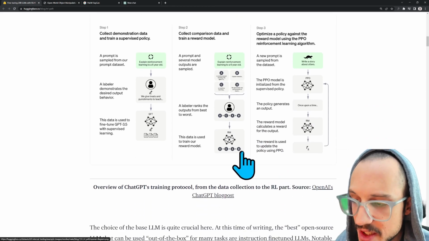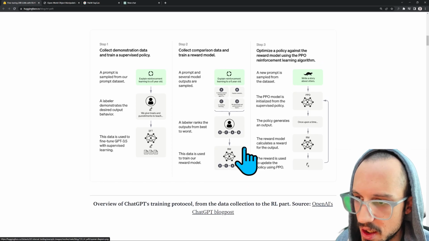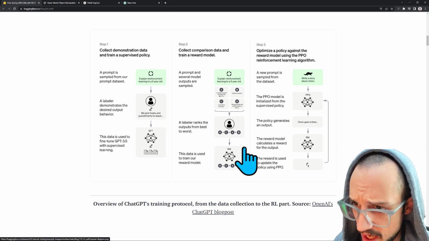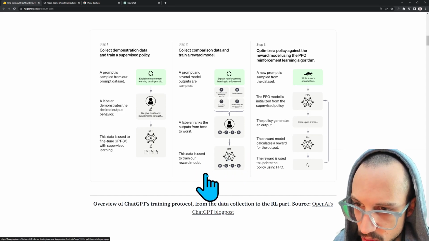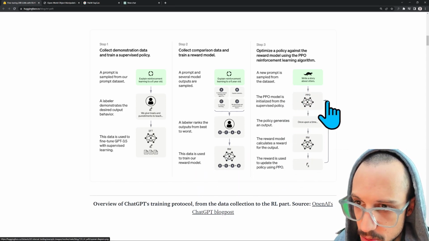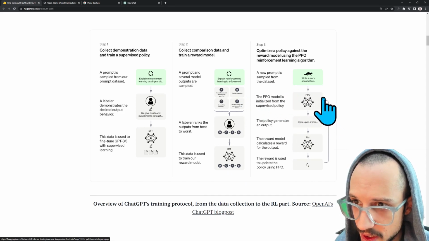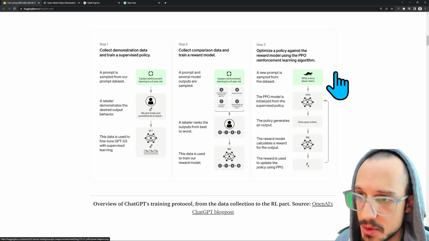So there's 3 different function approximators, 3 different AIs in this. You have the reward model, you have the supervised policy, which is probably also a deep learning model, and then you have the actual large language model.